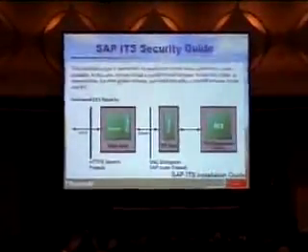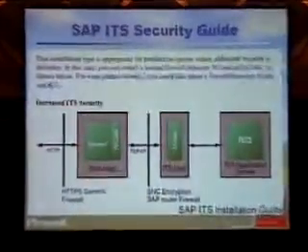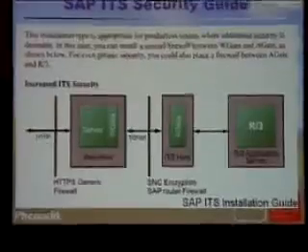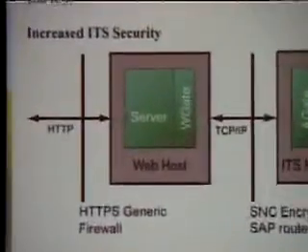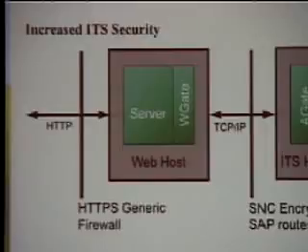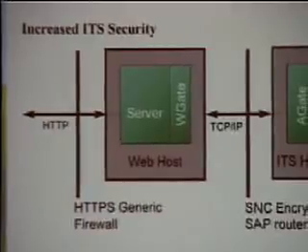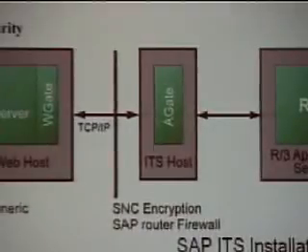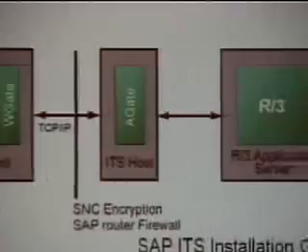This is stolen and copyright violated out of SAP's installation guide. This is where the security of the whole thing comes from. You have the front end, as they call it, HTTPS generic firewall, which is funny because the HTTPS generic firewall allows HTTP. Here you have your generic Microsoft web server, then a TCP/IP connection to the second host that is protected by, I don't know, a firewall. And then you have the connection to R3 that you can possibly place another firewall in between.